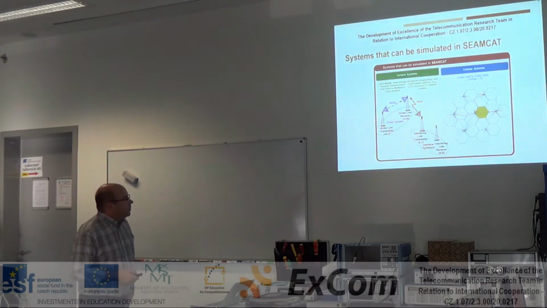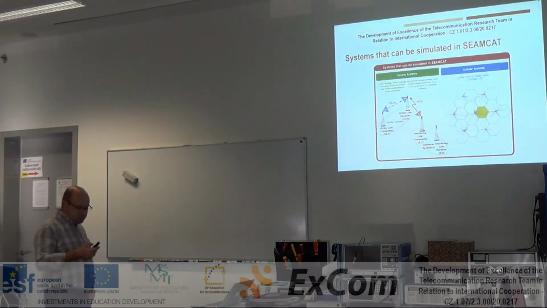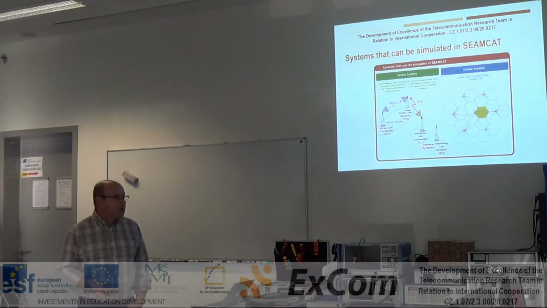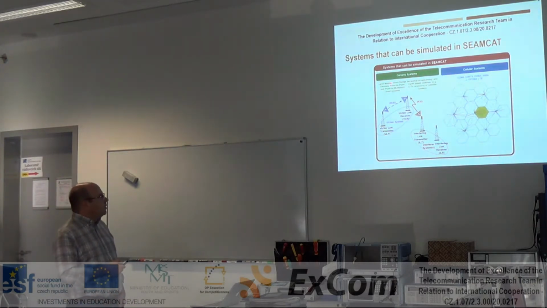What can be simulated in SEAMCAT? Essentially, it's divided into two groups. One is called generic systems, and the other is cellular systems. So we can simulate both. On the generic systems: land mobile, short-range devices, point-to-point links.